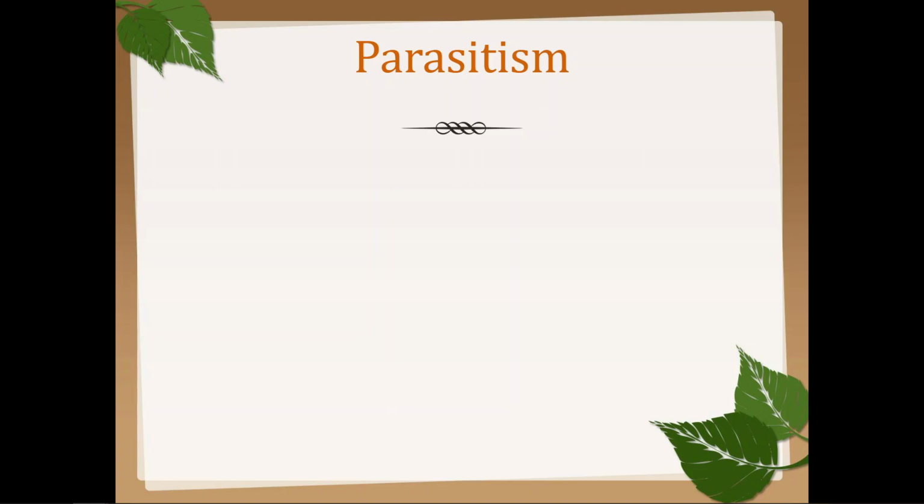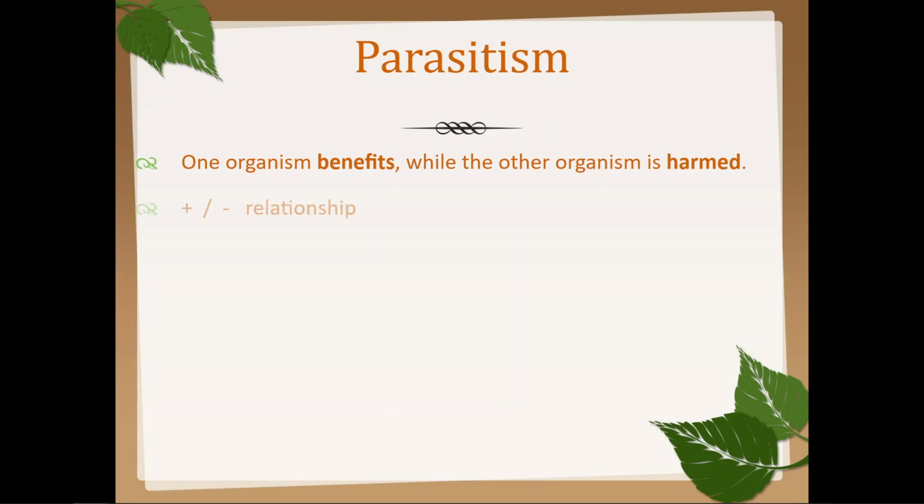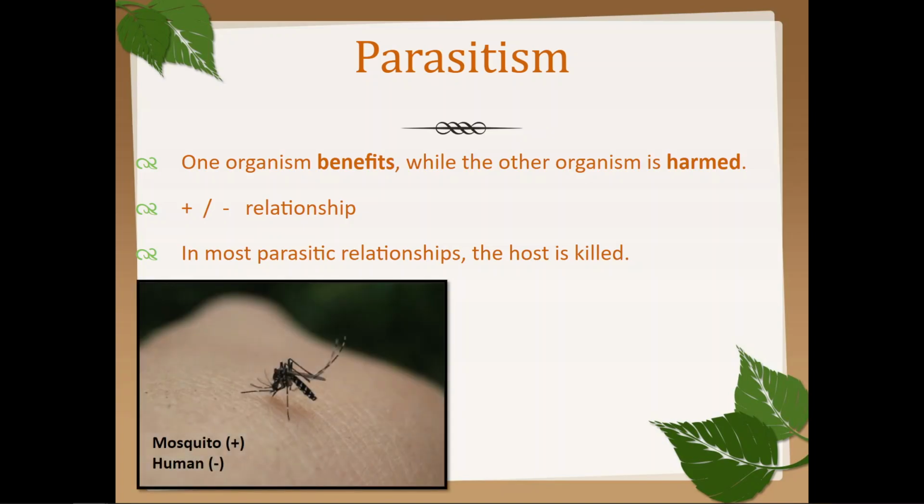Let's first begin with parasitism. Here, one organism is going to benefit and the other is going to be harmed. So this is going to be a plus-minus relationship. In most parasitic relationships, the host is generally killed once it is no longer needed. An example of this would be the mosquito-human relationship. However, humans aren't killed in this example. Let's look at another example where the host is killed.